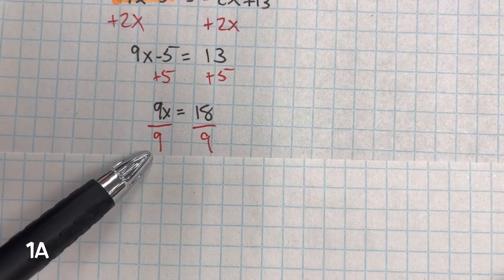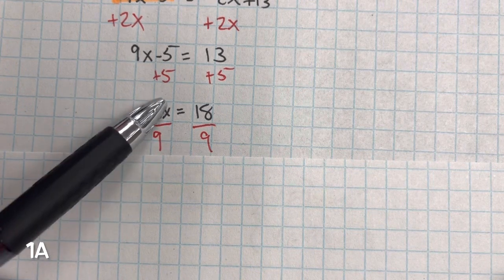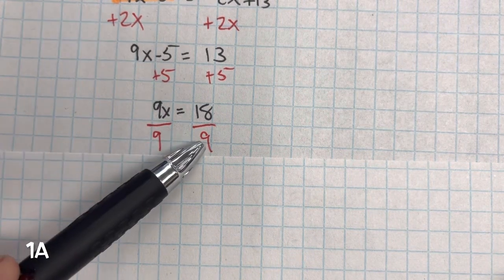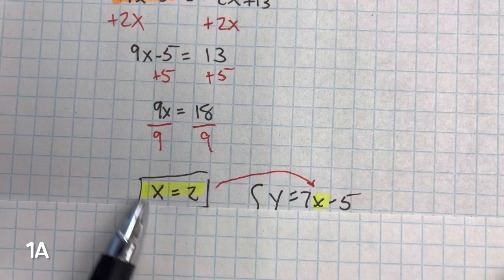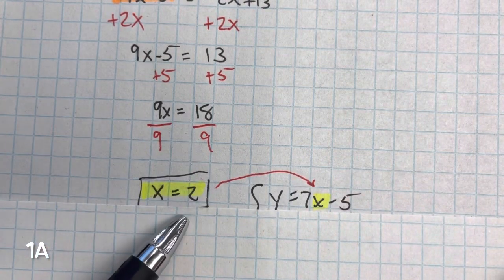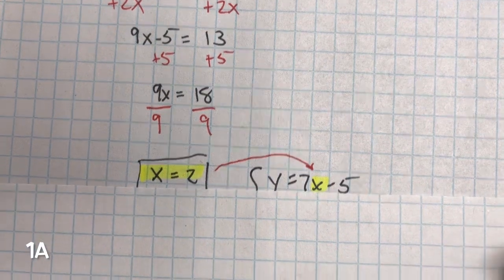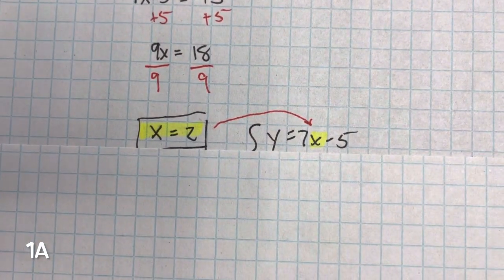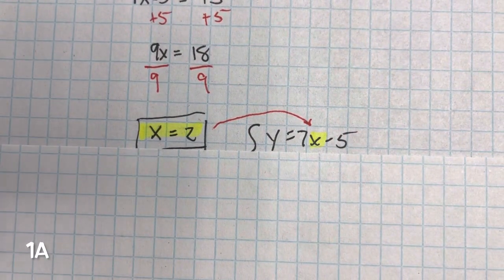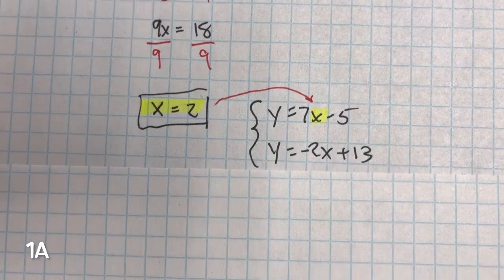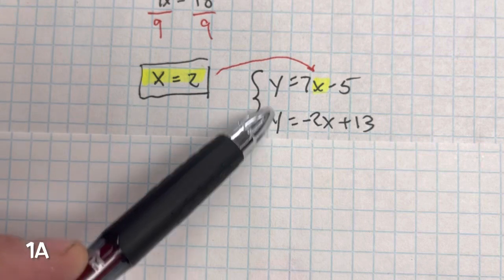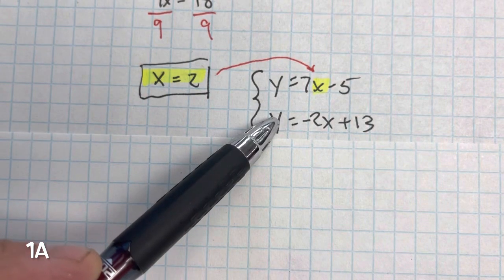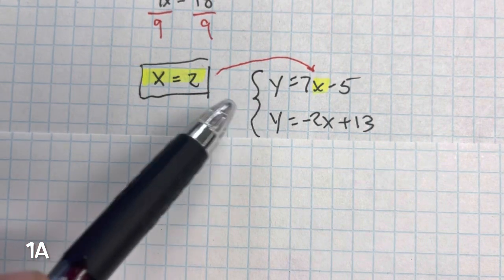Divided by 9 because that creates the giant 1. What you do to one side, you do to the other. So 1 multiplied by x equals x. 18 divided by 9 equals 2. And now that we have half of our solution, we have the value of x, we need to plug the x value into either of the equations, the original system.